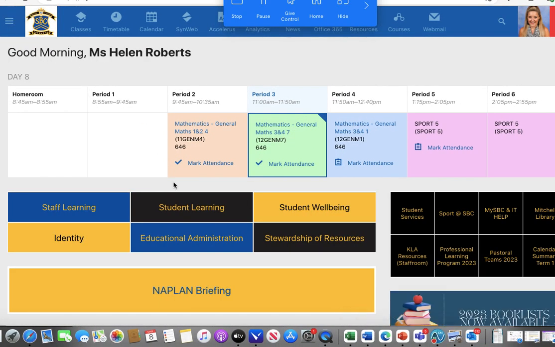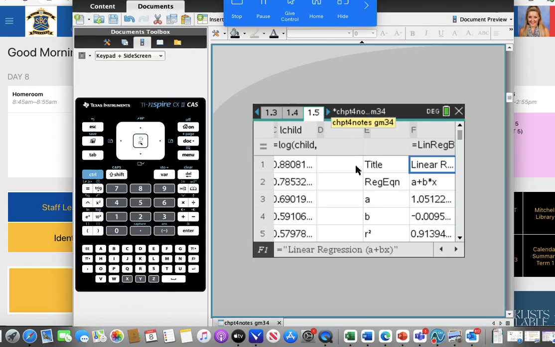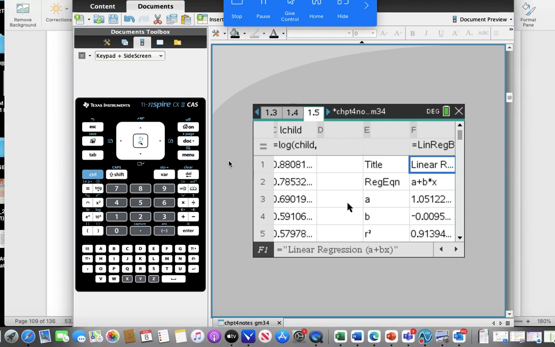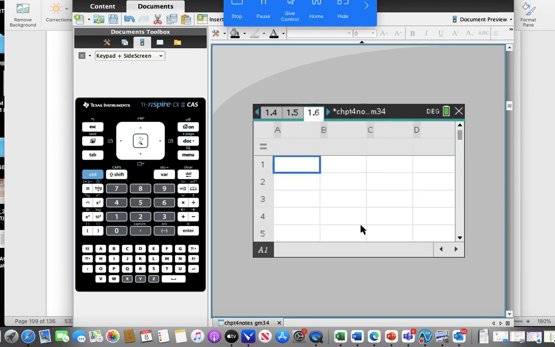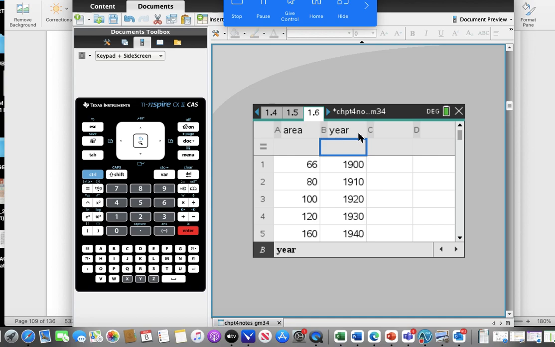So I have to go into the calculator. We have to go into the calculator to get the A value. So it was area, I think, and what was the other thing? Year, wasn't it? Year? Yeah. So area and year. Now they wanted me to do log of area. So I'll just call log of area.